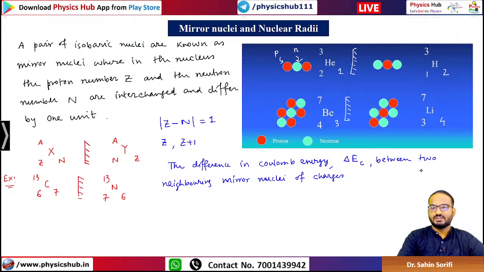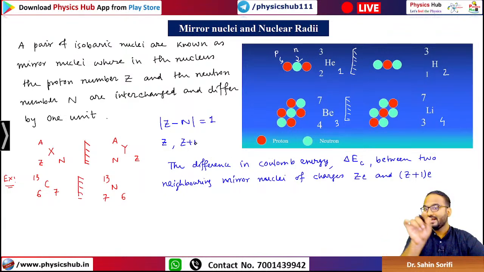The difference in Coulomb energy delta EC between two neighboring mirror nuclei of charges Ze and (Z plus 1)e, where Z is the atomic number and if you multiply with the electronic charge, it becomes the charge. Now you see, their atomic numbers differ by 1 unit only, so their radii will be similar, of the same order, having the same radius. Using this concept that neighboring mirror nuclei have the same radius, we can determine the radius, that is the size of the nucleus.